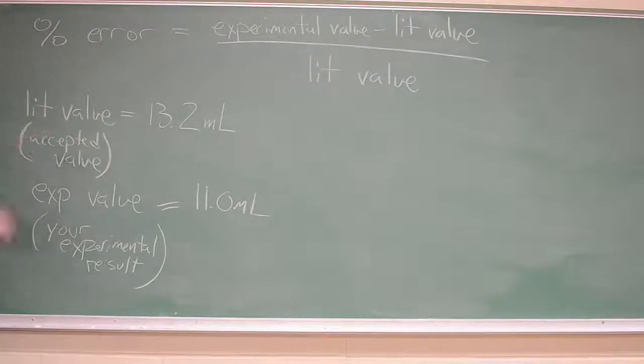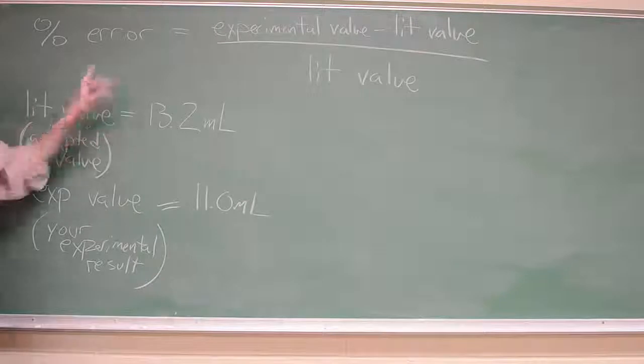So I've come up with two random numbers here. I have 13.2 milliliters as our literature value, or the accepted value, and the experimental value, your experimental result, is going to be 11.0 milliliters. These are just made up numbers, but keep in mind that the experimental value is always what you get in the lab, your result from doing the experiment, and the literature value is always what is on the box of a food label, let's say, or in the Handbook of Chemistry and Physics, or on an MSDS. So it's a very accepted value. That's what we're looking for, the accepted or the literature value.